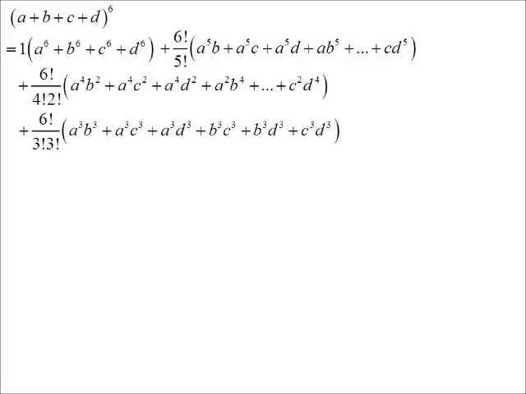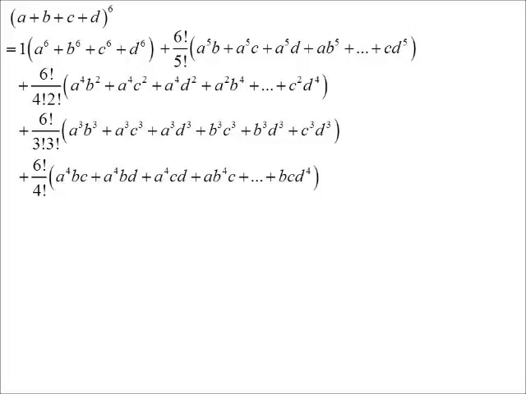Well, I could have all 6 of them being the same, and there's one way of doing that. I could have 5 of them being the same and 1 being different. And that would be 6 factorial over 5 factorial. I could have 4 being the same and then 2 of another one. And that would be 6 factorial over 4 factorial, 2 factorial. I could have 3 of one, 3 of another. 6 factorial over 3 factorial, 3 factorial.